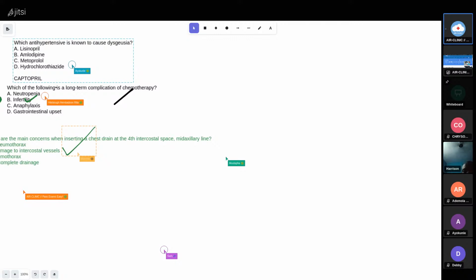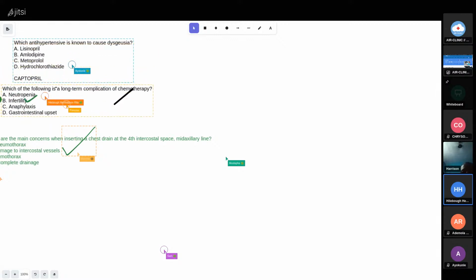So damage to intercostal vessels, that's the answer. The next question. What causes the... Sorry, sir. Is it damage to intercostal vessels? Because at whatever point you put it, you can damage the intercostal vessels if we don't go through the upper margin. I'm thinking that fourth intercostal space and mid axillary line should be more of incomplete drainage.